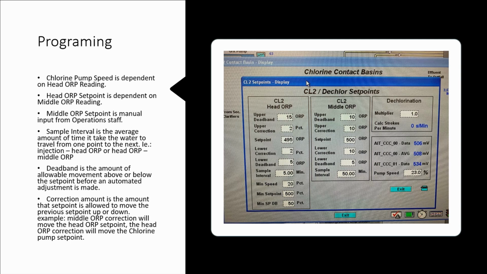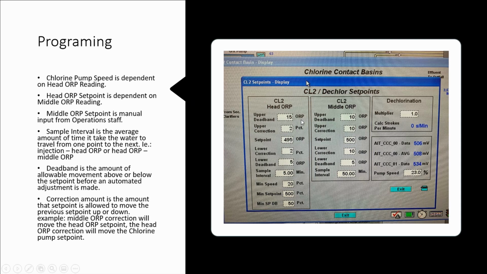So this is where it gets into the programming. We'll just start off at the top bullet there. The chlorine pump is dependent on the head ORP reading. So in the picture there, you see chlorine head ORP. The set point is what it's shooting for.